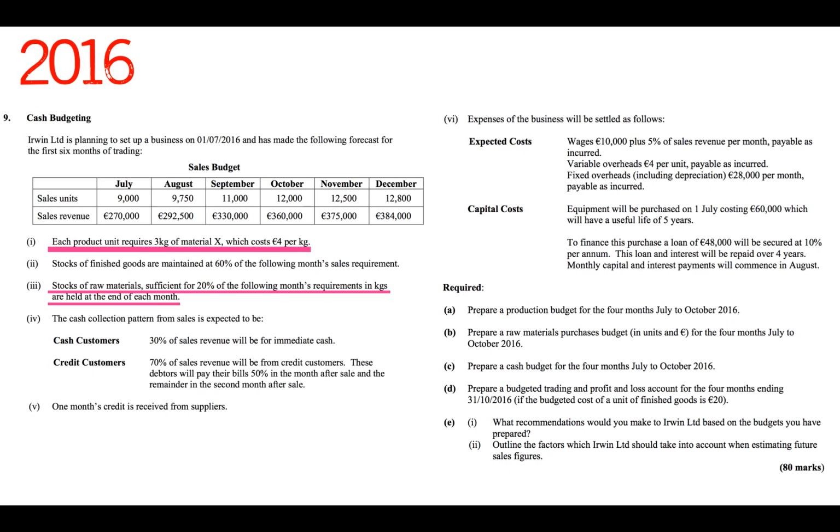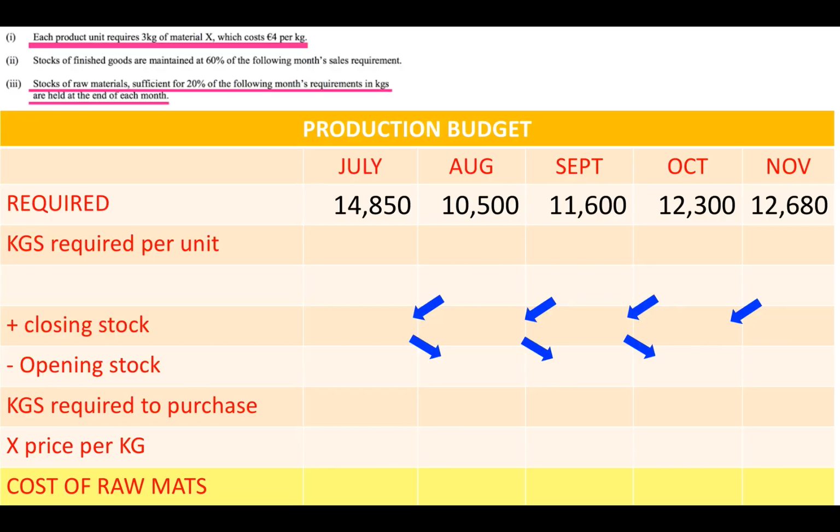So the information from the question that we're going to look at is each product unit requires 3 kgs of material X, which costs €4 per kg, and note 3, stocks of raw materials sufficient for 20% of the following month's requirements in kgs are held at the end of each month. Okay, so bringing that information into part B, we have our required number of units here, which we worked out in part A. We are going to multiply that by 3 kilograms that we got from note 1. So each unit requires 3 kgs of material X.